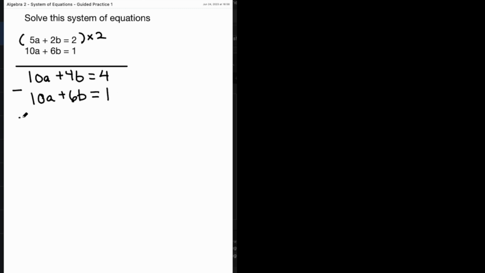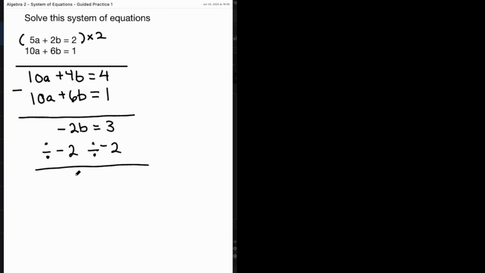Now, when I subtract the two equations from each other, what I'm left with is negative 2b equals 3. I solve for b, and the way I do that is to divide both sides by negative 2, which gives me b equals negative 3/2, otherwise known as negative 1.5.